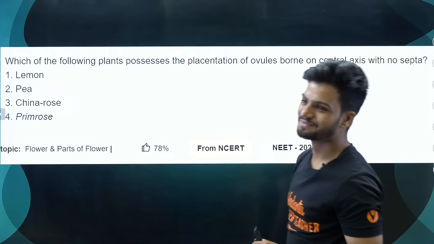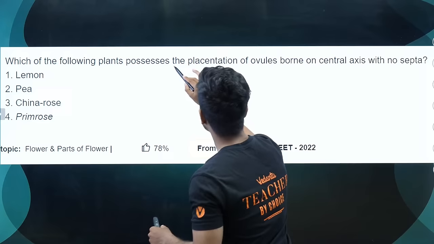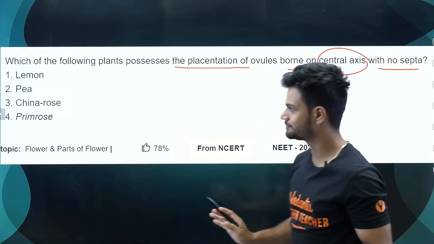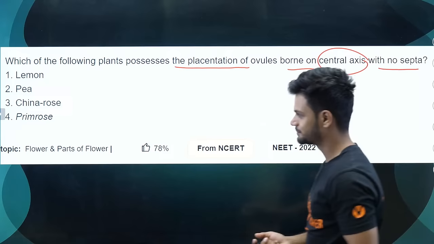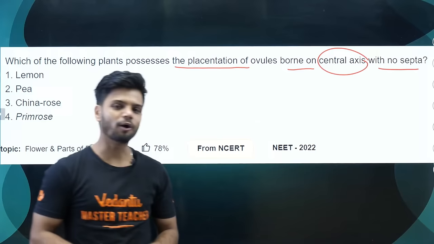The next question is here. Which of the following plants possesses the placentation of ovule borne on the central axis with no septa? With no septa. GCS, group chat. They're talking about free central placentation, right? How do you remember free central? Tell me in the chat.